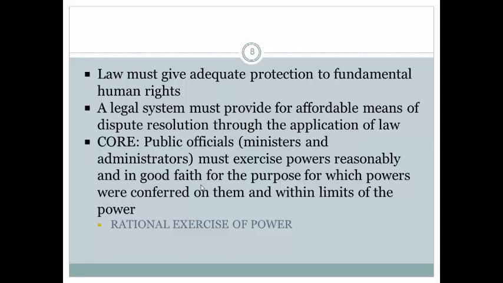So in other words, what was the reason? What is the power? What was the reason the power was given to me for? And is there a link, a rational connection between the power and the exercise and purpose for which that power was given?